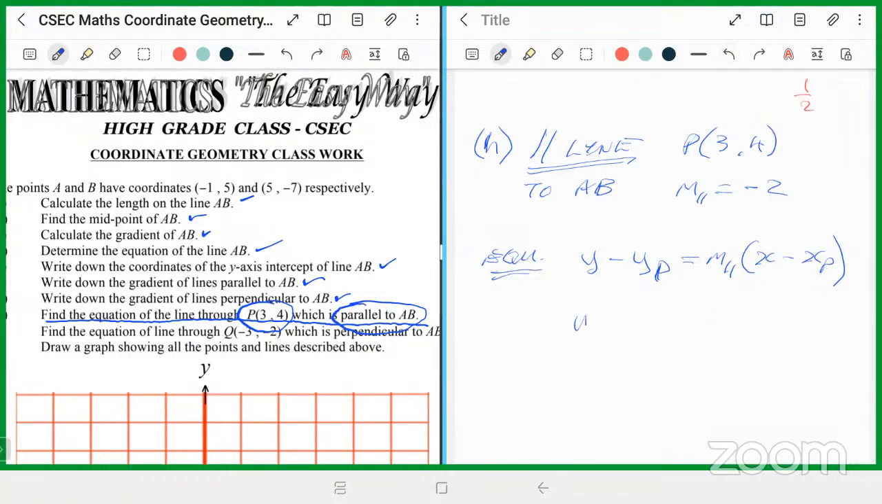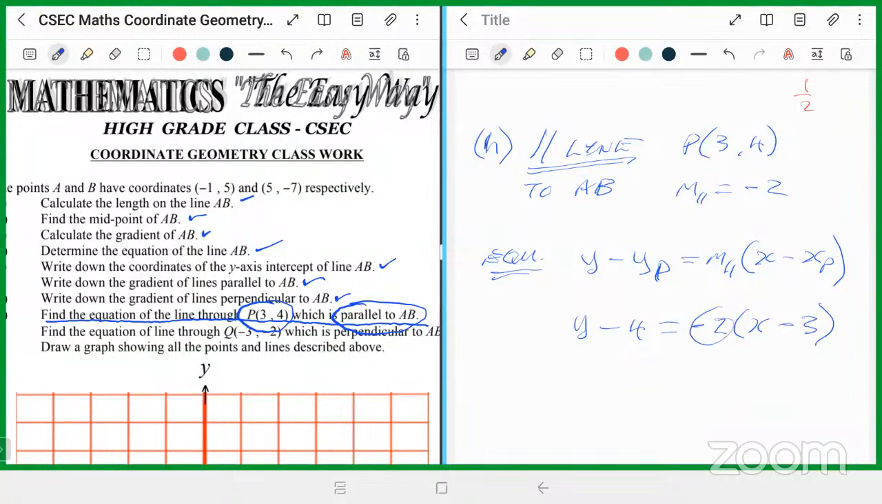So it becomes y minus yp. The y value at p is this 4 up here. So it's y minus 4 equals the parallel gradient for the parallel line, which is this -2. We'll put the -2 out here times x minus, and then the x value at p is 3.